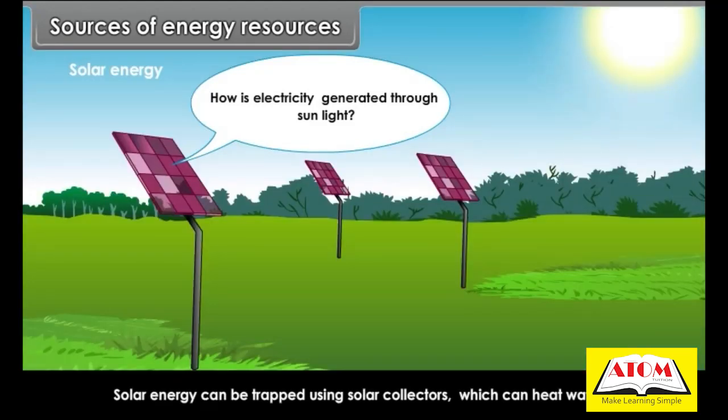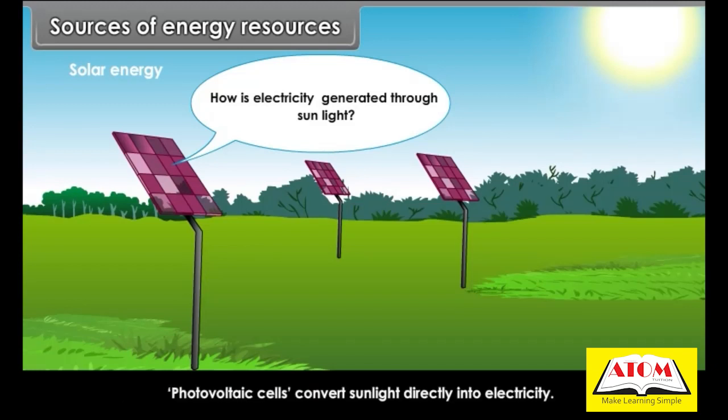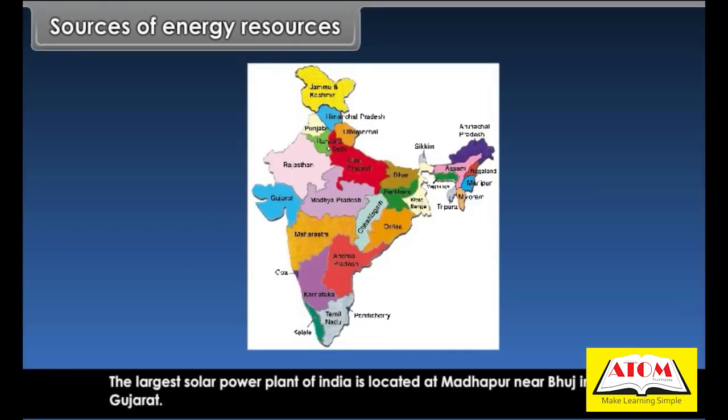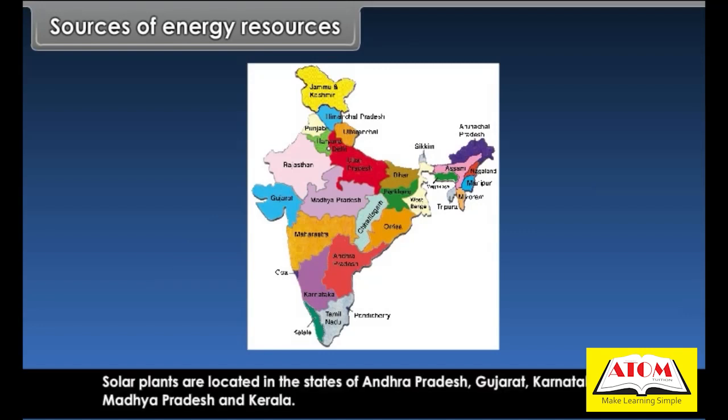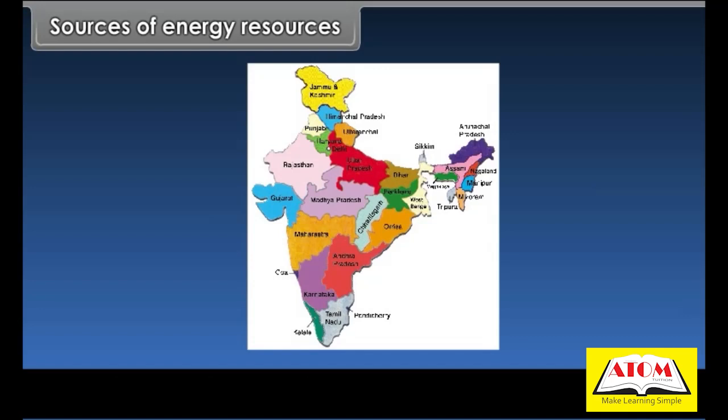Solar energy can be trapped using solar collectors, which can heat water. Photovoltaic cells convert sunlight directly into electricity. The largest solar power plant of India is located at Madhapur near Bhuj in Gujarat. Solar plants are located in the states of Andhra Pradesh, Gujarat, Karnataka, Madhya Pradesh and Kerala.